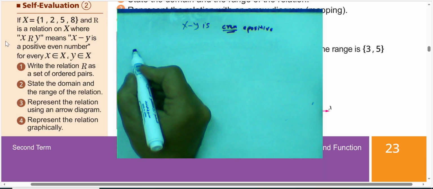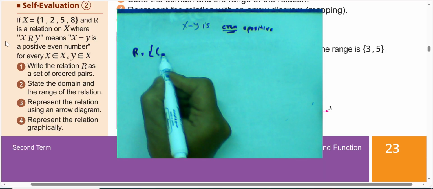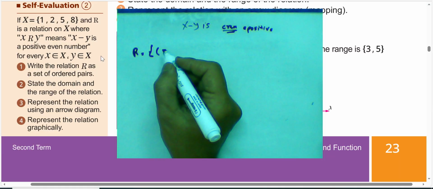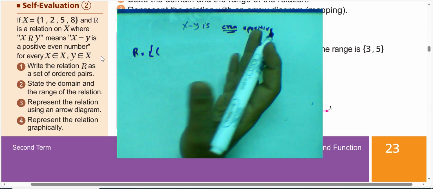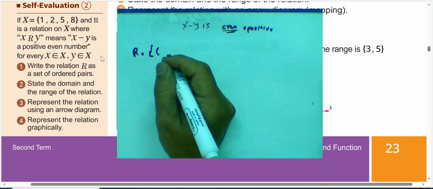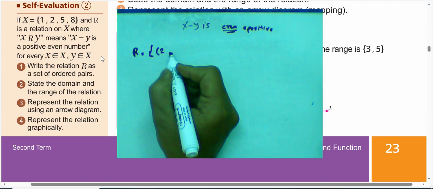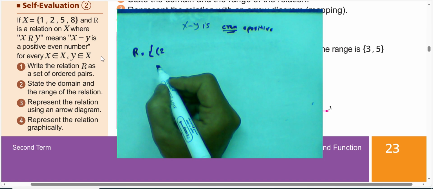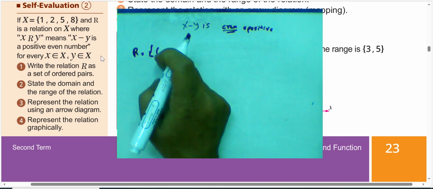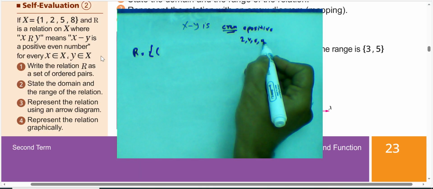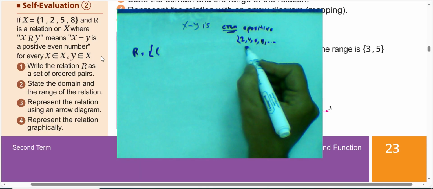Then the relation will be, look at here, 1 in x minus 1 is 0, but 0 is non-positive and non-negative. Don't choose 1. Okay, and then 2 minus 2 is 0. 2 minus 1 is 1. 1 is not even. I want an even number. You know, even numbers like 2, 4, 6, 8, and so on. Okay, this is the answer.